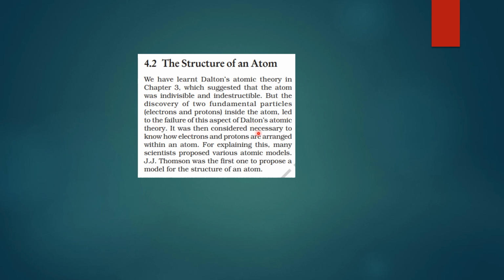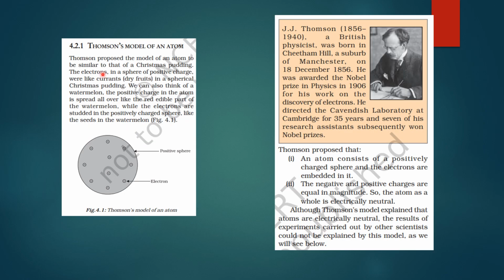Okay, it was then considered necessary to know how electrons and protons are arranged in an atom. Okay. To explain this, many scientists have proposed atomic models. Okay. तो पहला जो मॉडल आया था वो जे थॉमसन ने हमें दिया था. ठीक है. मॉडल फॉर द स्ट्रक्चर ऑफ एन एटम. लेट्स स्टडी दैट. So here comes the Thomson's model of an atom.